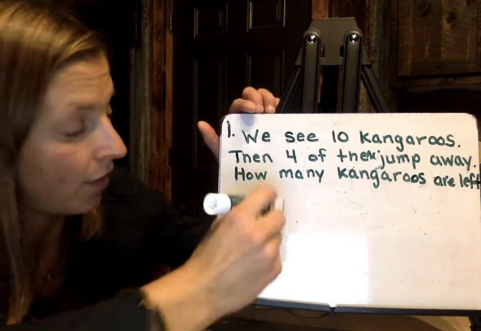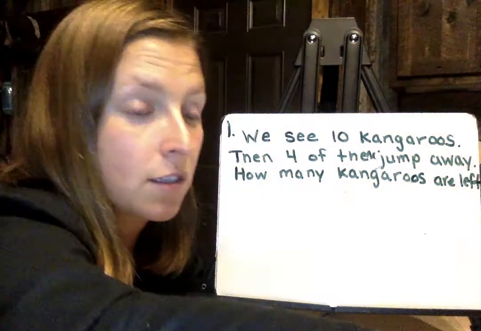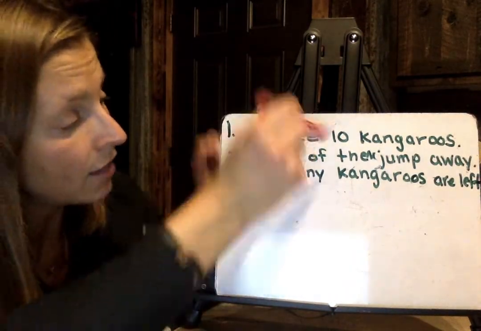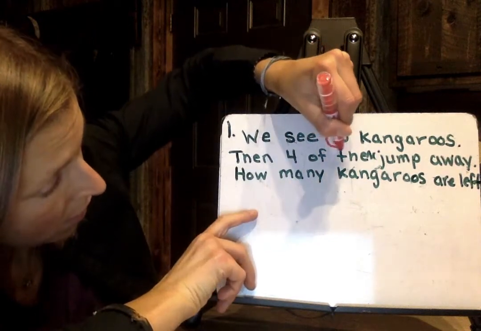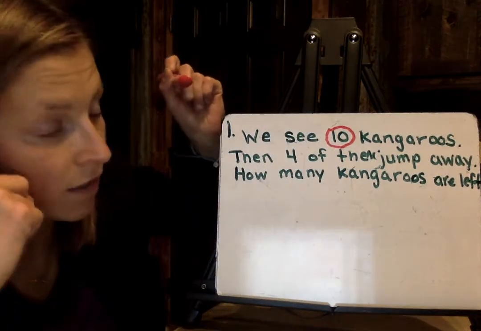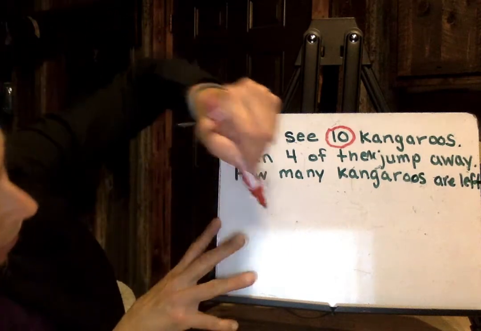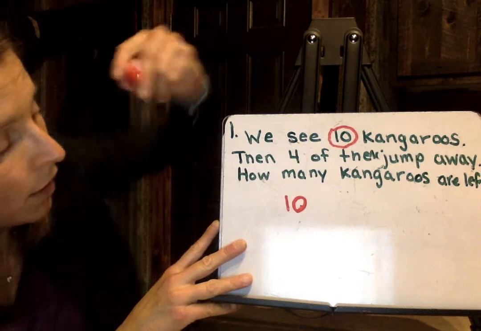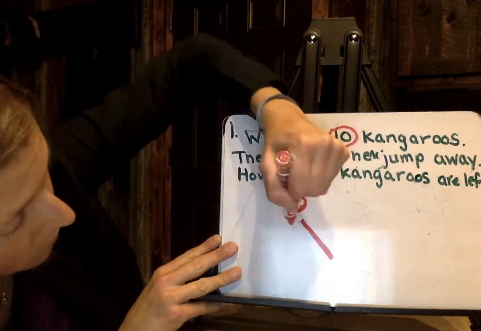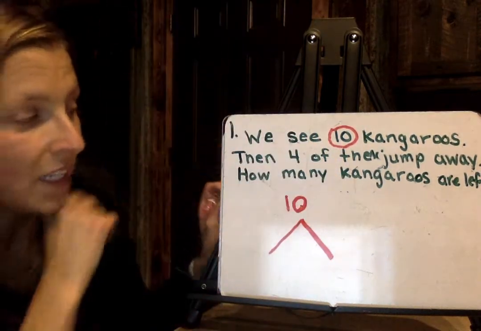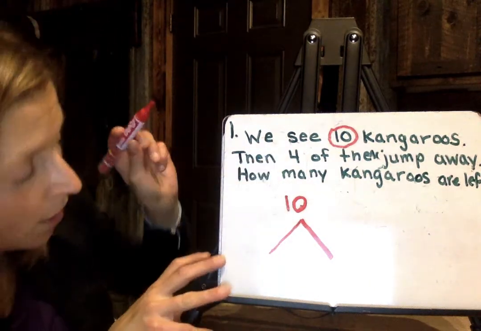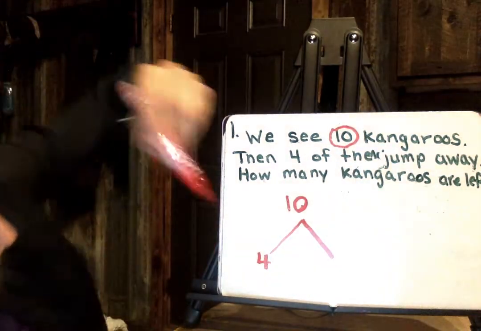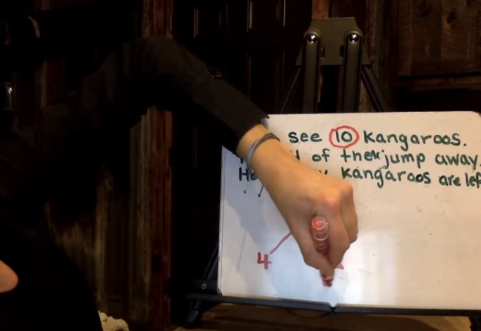But I'm going to go ahead and share my thinking with you. I'm going to use red so that we can really see it well. All right, so I see the number 10, and I think to myself, that is the greatest number. Therefore, that is the total in this problem. So I'm going to write a 10 up here. Now I make my mountain. Then I look and it says, then 4 of them jump away. So I know 4 is my one partner. I don't know this one.